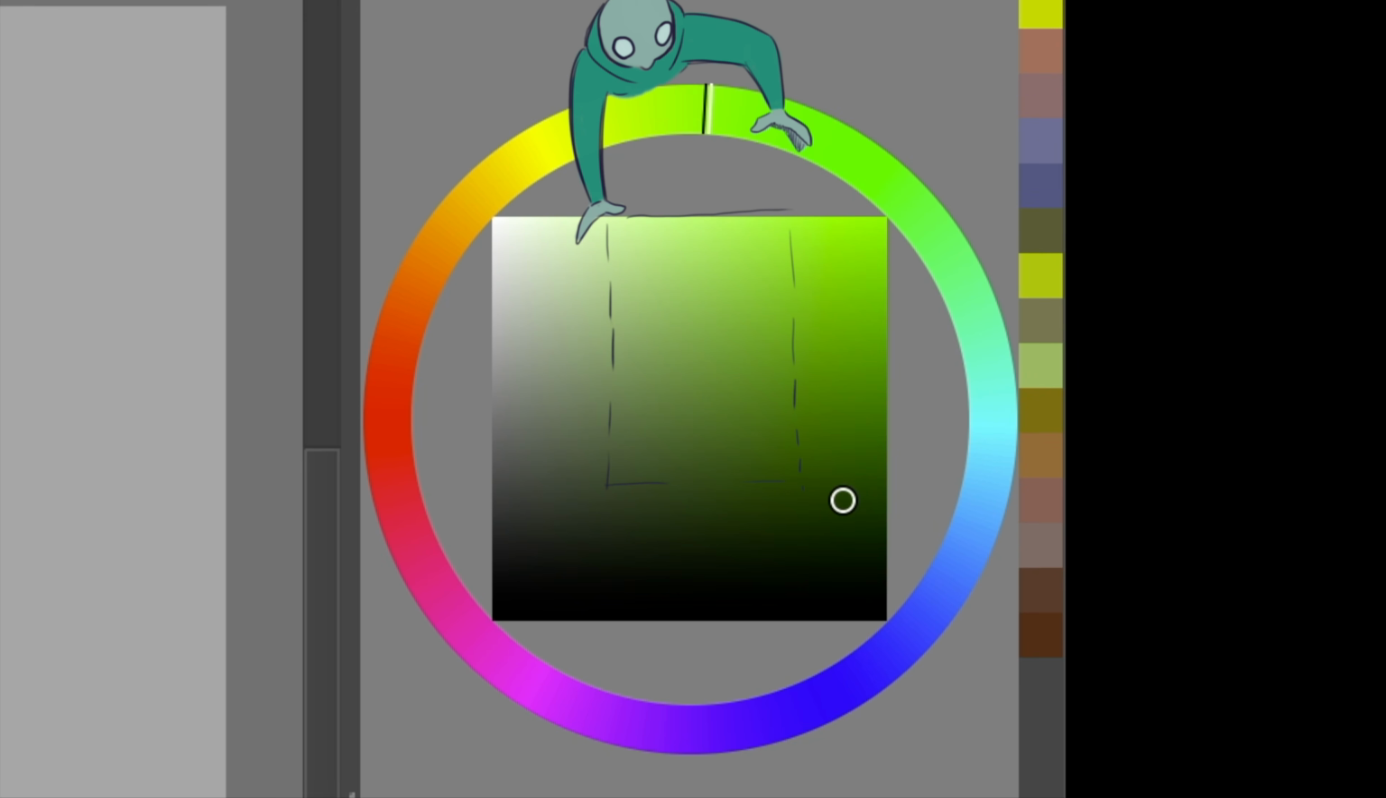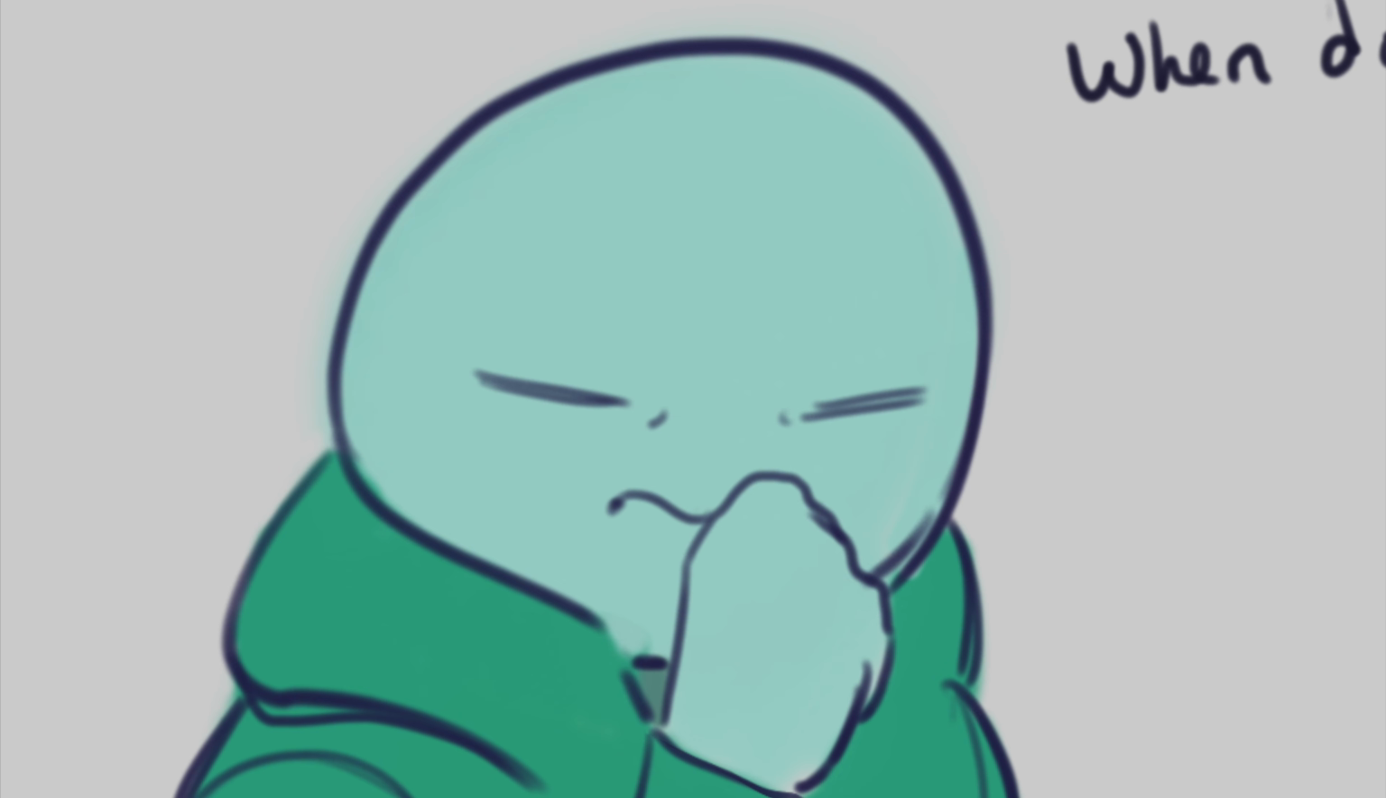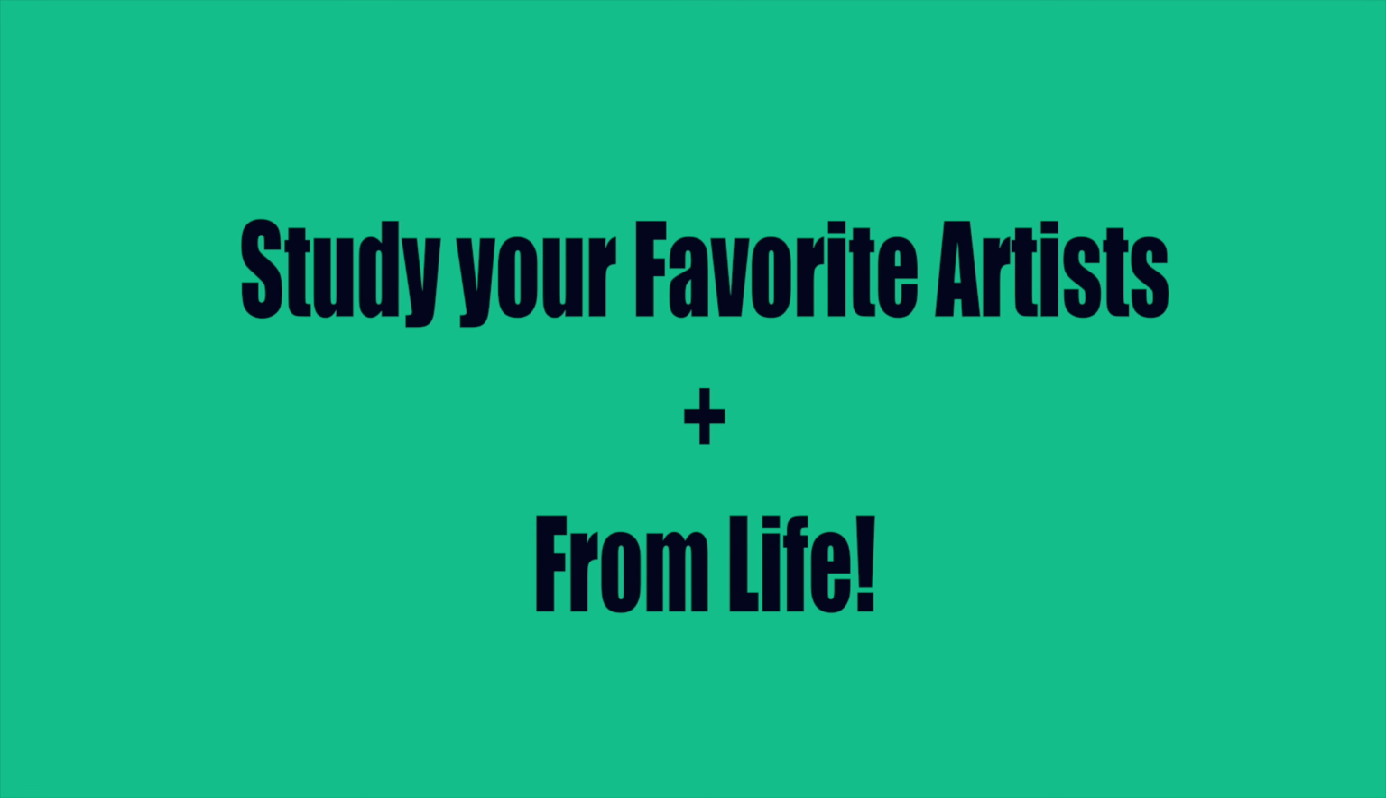So, spread out into the other groups. Start in the grays if you want, and then go into mid-saturation, maybe even a few in high saturation, but you need distance to beat the low contrast. But how do you learn what to keep desaturated and what to add saturation to? That's where I recommend you study your favorite artists and study from life.